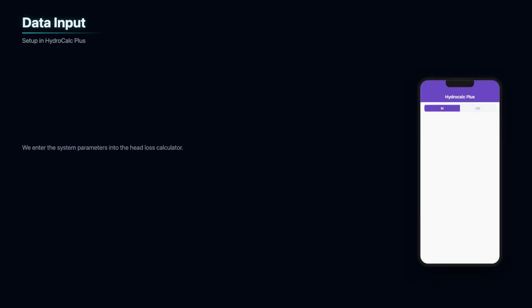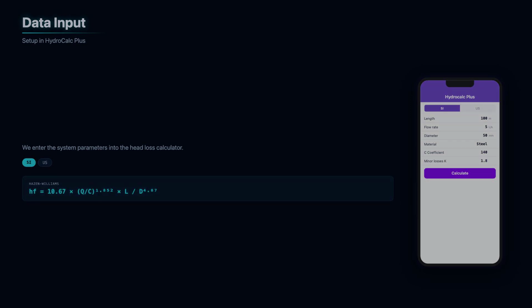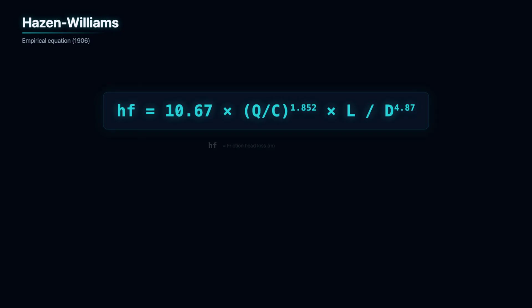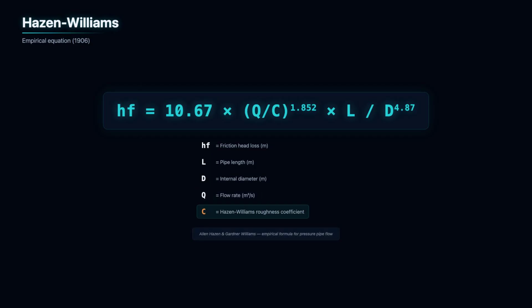We enter the data into the app. Length, flow rate, diameter, material, steel with a C coefficient of 140, and the fittings with their K coefficient. The Hazen-Williams equation, published in 1906, relates head loss to flow rate as diameter, length, and material roughness. It is the most widely used formula in pressure water network design.